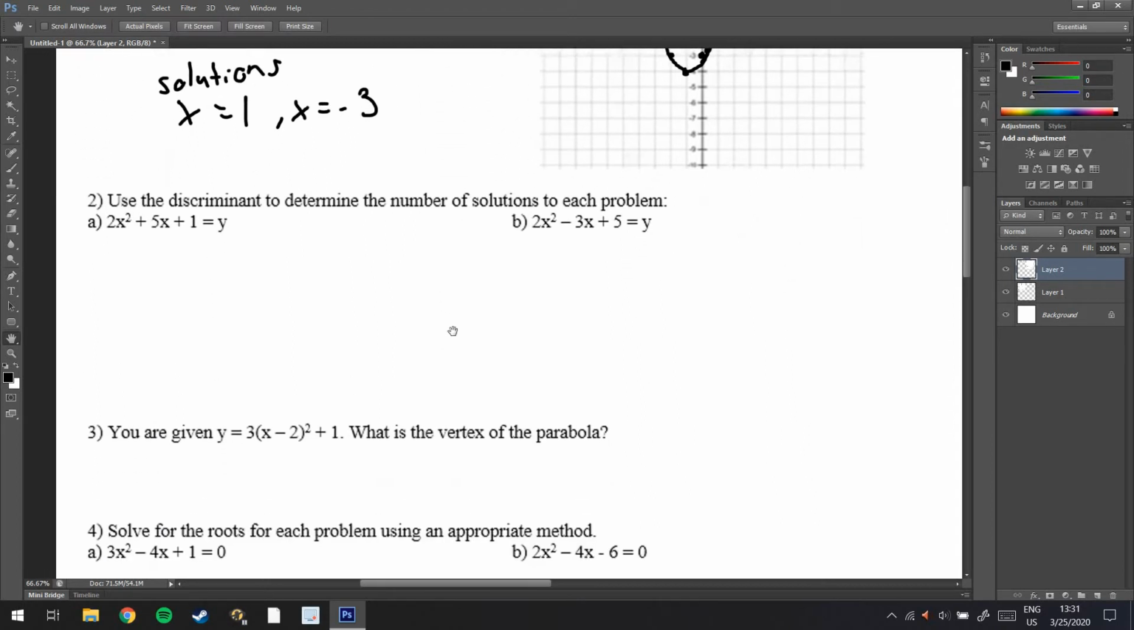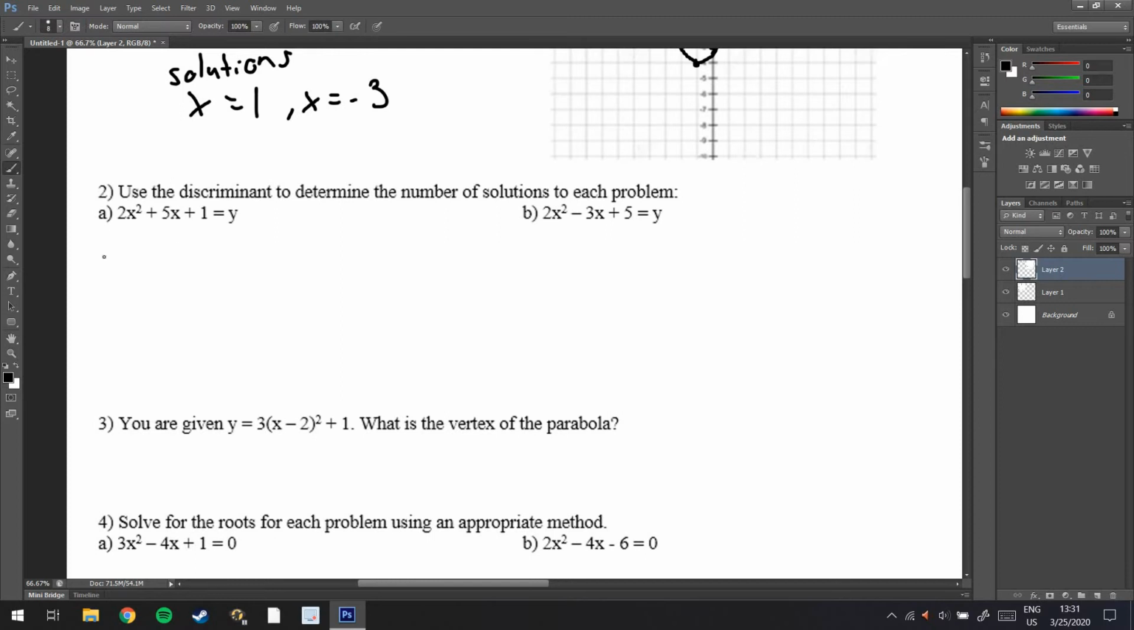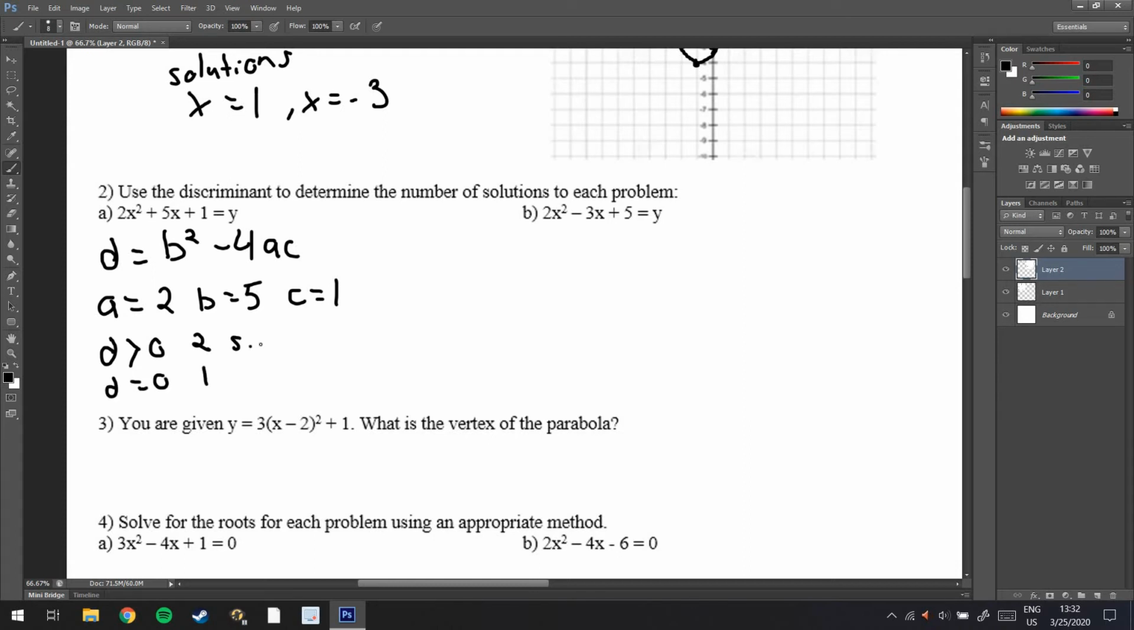Now, for the discriminant for 2a and 2b, discriminant d is equal to b squared minus 4ac. For a is 2, b is 5, c is 1. We want to check if d is greater than 0. If so, we have 2. If d is equal to 0, we have 1 solution. If d is less than 0, we have no solution.